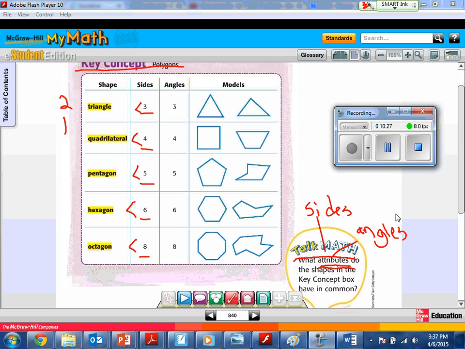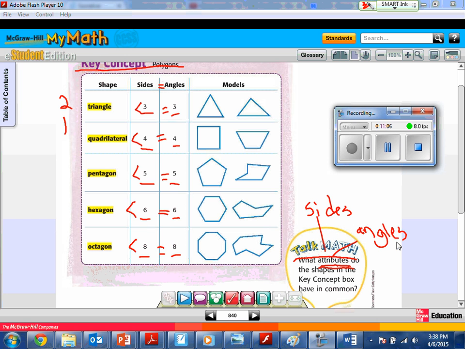Let's take a look at something else. Let's look at the angles. Again, we have 3, 4, 5, 6, 8. Here's an interesting idea. Let's compare the sides to the angles. 3 equals 3, 4 equals 4, 5 equals 5, 6 equals 6, 8 equals 8. Did you notice that the sides always equal the angles in any polygon you create? If you create a pentagon with 5 sides, it's always going to have 5 angles. It's pretty cool, isn't it?